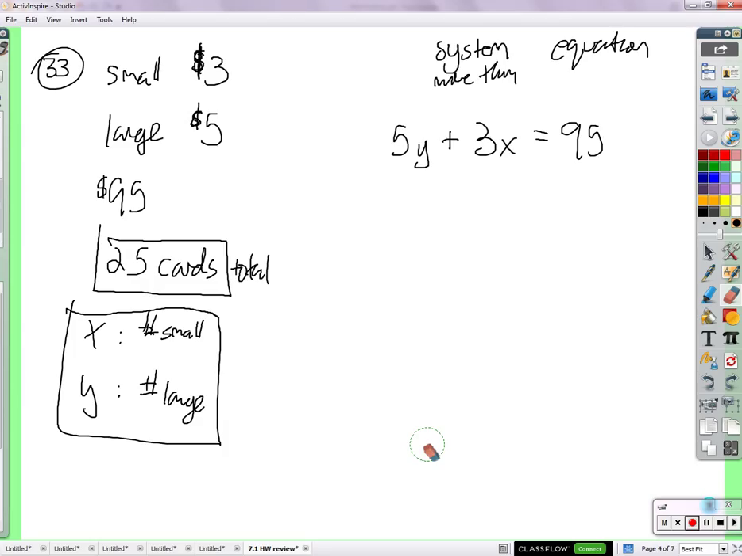Here's a small card, or a bunch of small cards. Here's some large cards. So let's say he sold three small cards, and four large cards. Did I take those three small cards times those four large cards to figure out how many he sold altogether? No, I just sold three and then four more, right? x plus y. So x plus y should be 25.